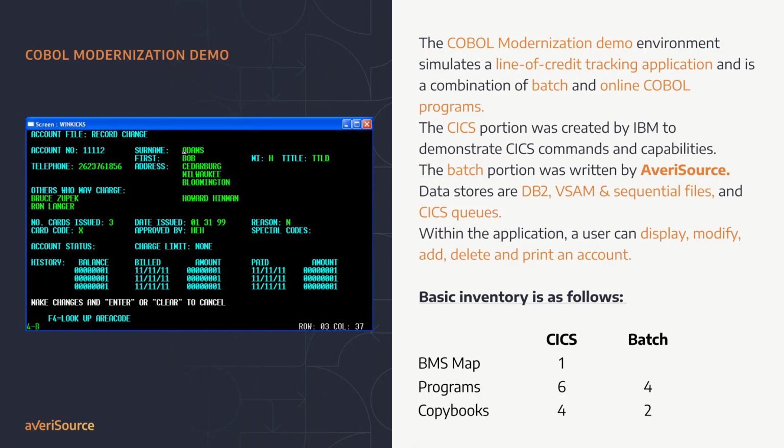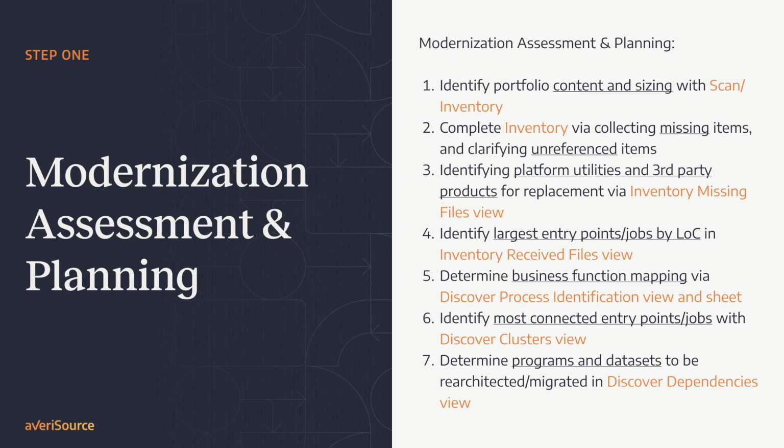To demonstrate, I'll use a small COBOL modernization project that has CICS and batch systems with DB2 VSAM sequential files and CICS queues. For any modernization process, you begin with assessment and planning. To determine either the modernization pattern or approach, you first have to identify the content and sizing of your portfolio. We do so with Scan and begin the journey of building the repository with Inventory.